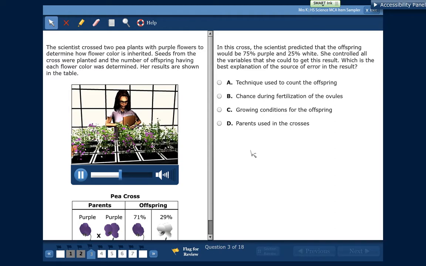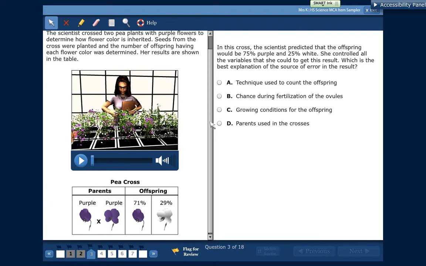Inherited. Seeds from the cross were planted, and the number of offspring having each flower color was determined. Her results are shown in the table. As you can see, some parts of the science MCA test, you can actually have read to you, or some of it will be able to play, and you'll be able to listen to scenarios. So there's a scientist that planted pea plants, which we talked a lot about in genetics, and these are the parents of the cross, a purple flower pea plant crossed with another flower pea plant, and these are their offspring. This is what the children look like.